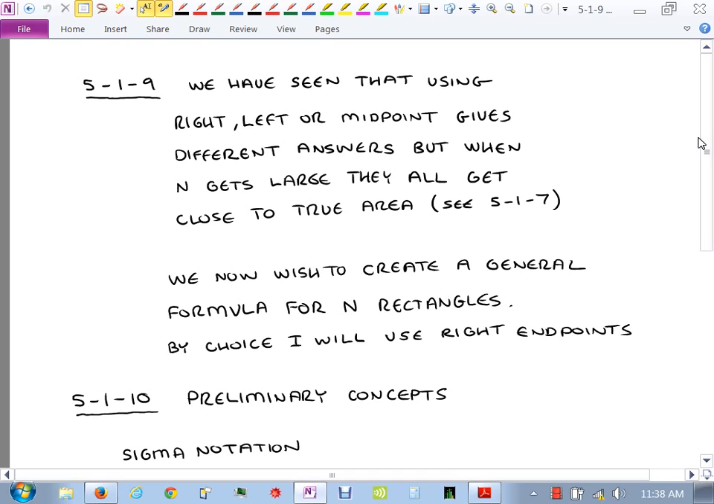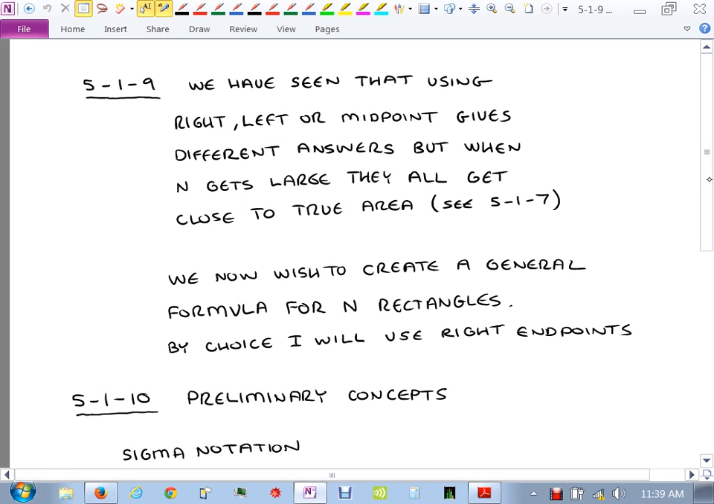And I say C5-1-7. When I did that note in last lecture, I showed you what I'm talking about right now. So we now wish to create a general formula for n rectangles. And by my choice, I'm going to use right endpoints to create my formula. I could have used left, I could have used mid. I'm using right because I know that at the end, it doesn't matter which one I do.